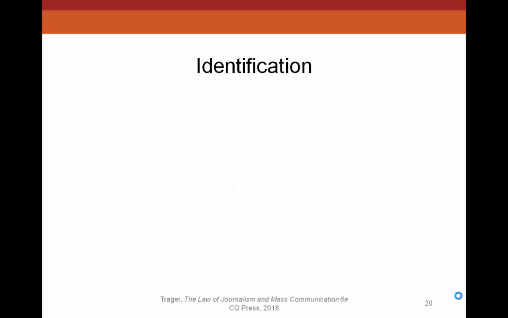So identification is where you are able to show that the statement that was made identifies this person. That can be either directly or indirectly. So it could be where it calls somebody out, or there's enough of an inference, or there's enough of the detail that you're able to connect the dots. You're able to conclude as to who this person is in the statement, and that is the plaintiff.